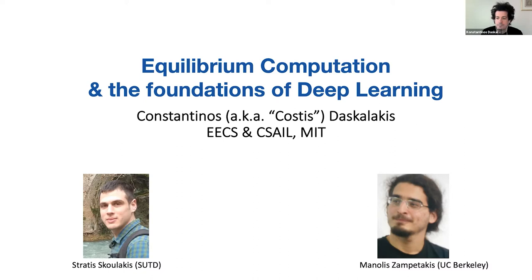So this talk is joint work with Stratis Skoulakis, who's a postdoc at SUTD, and Manolis Zampetakis, who was my PhD student and who is currently a postdoc at UC Berkeley. And this work ties together questions around equilibrium computation and questions that arise in deep learning when you consider multi-agent learning problems. And an example motivation for this talk is the following.